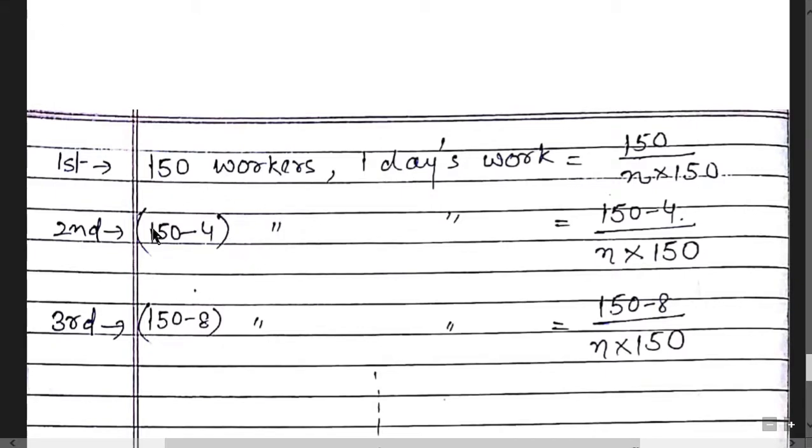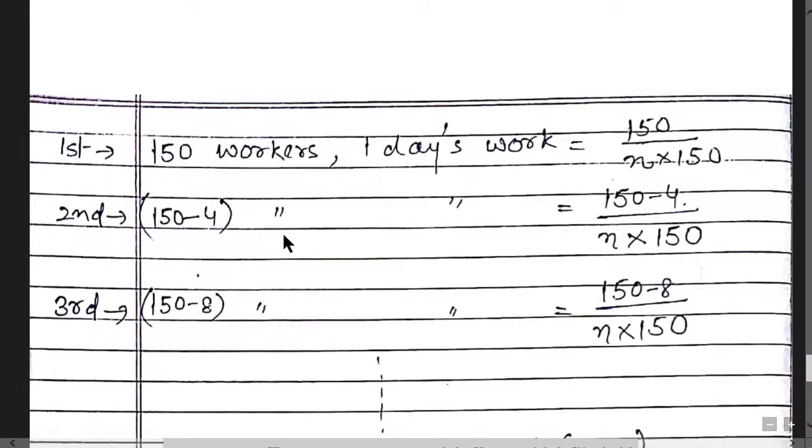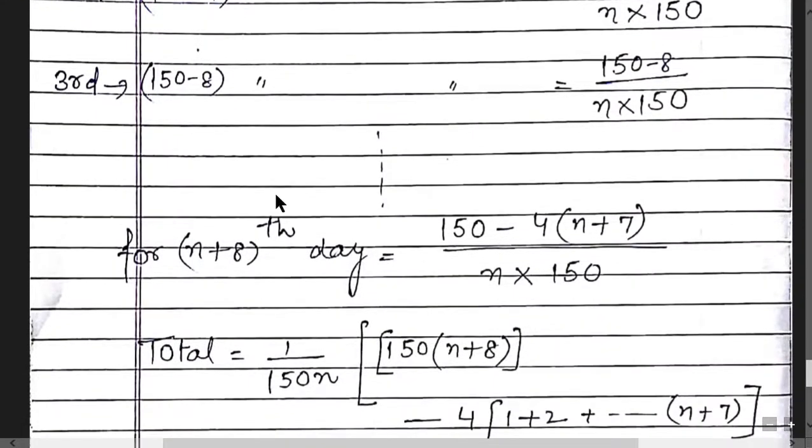Now, for the second day, as per the statement, if there is a decrease of 4 workers, then it is 150 minus 4. Then again a decrease of 4 workers, you can write 150 minus 8 here. And similarly for the n plus 8th day, because 8 days more are in the statement, it's 150 minus 4 into n plus 7, divided by n into 150.